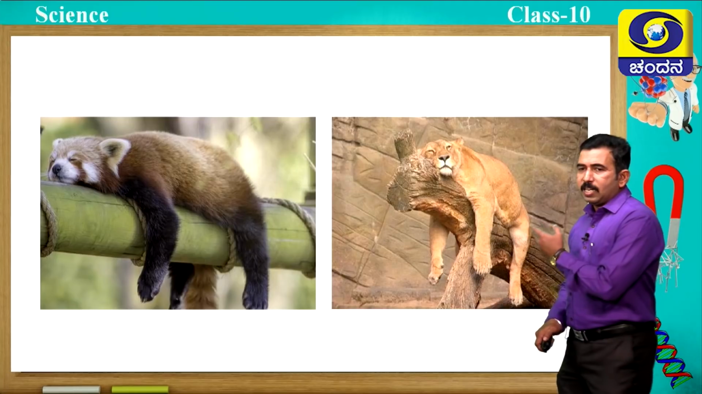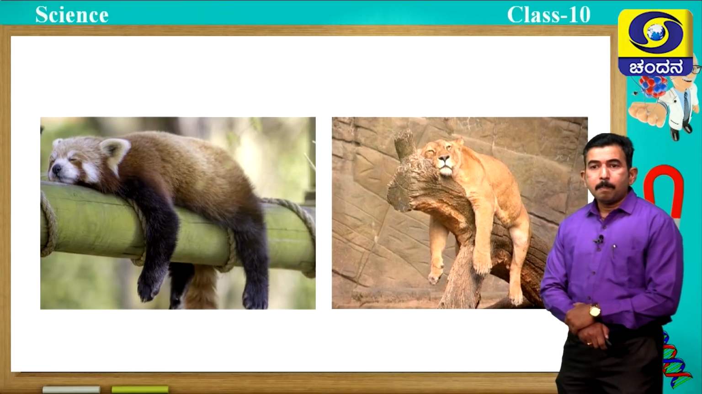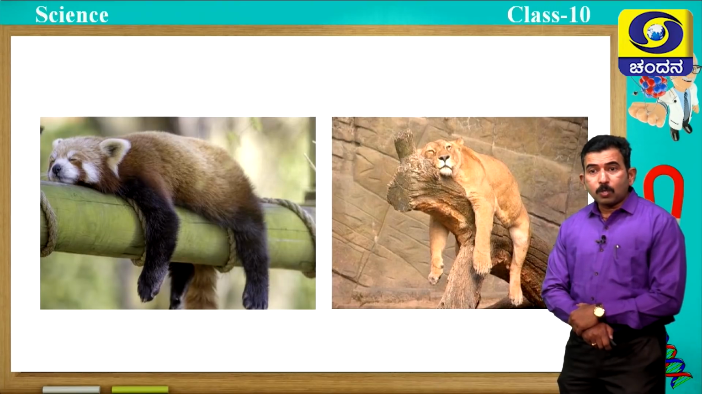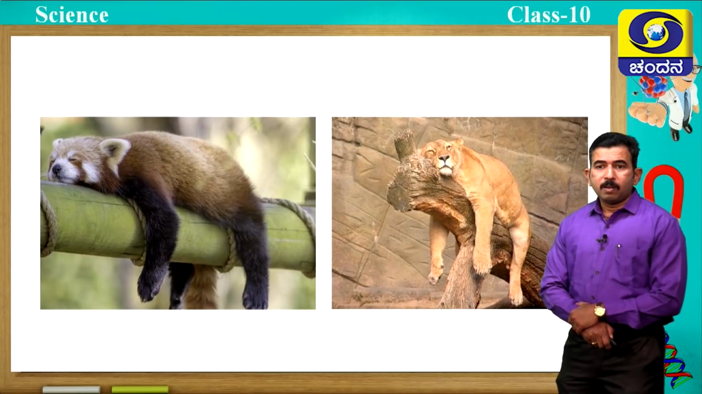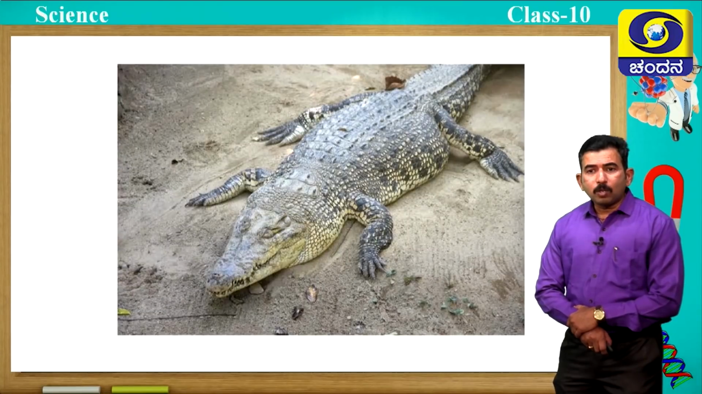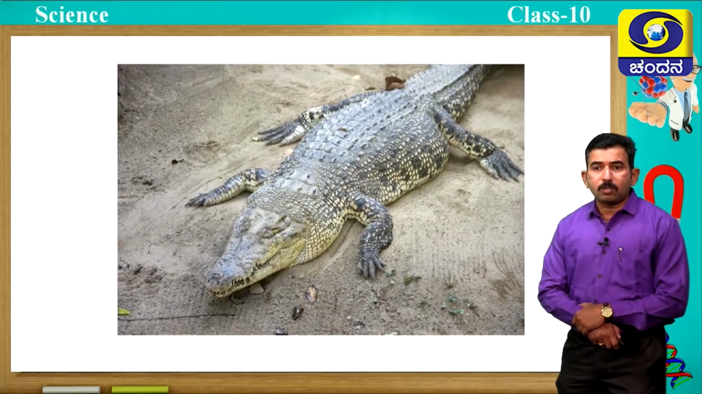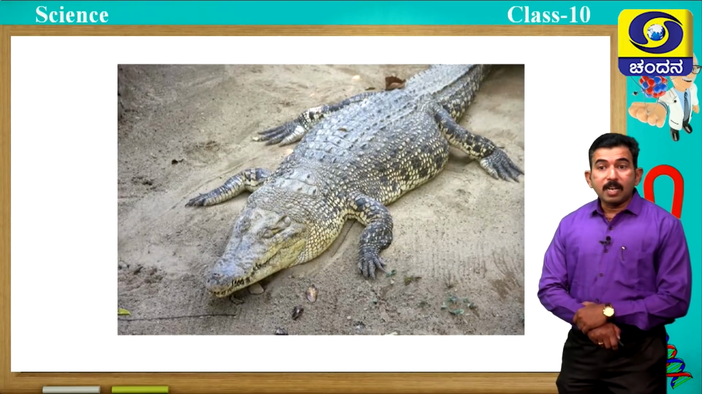What are you observing here? Animals, they are sleeping, but still you can observe the movement because they are breathing. There is a movement in their body during breathing. And observe this crocodile, it does not show any kind of movement. We cannot see any visible movement here, but still it is a living thing.